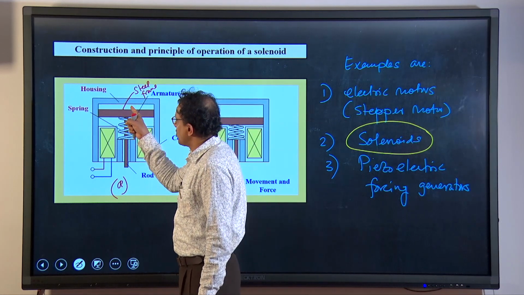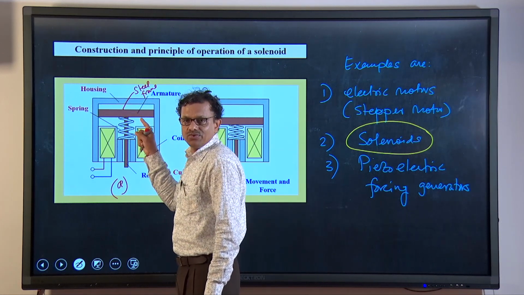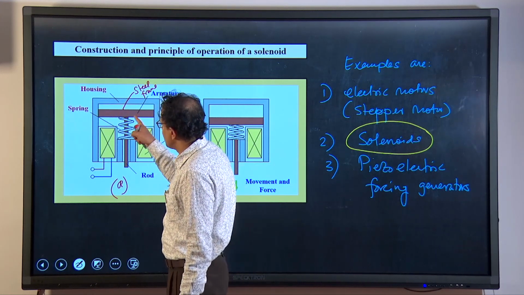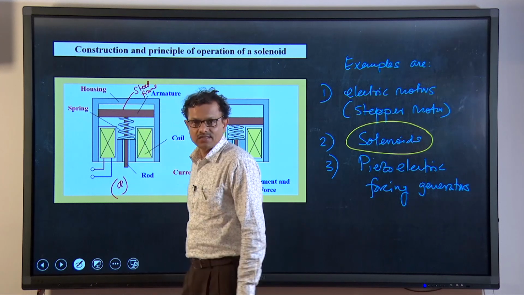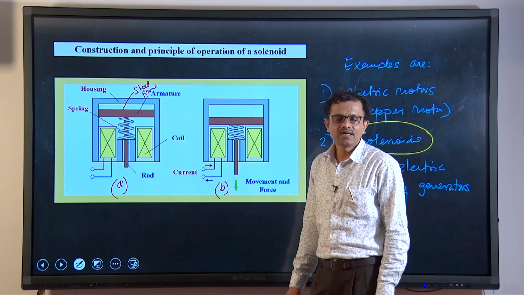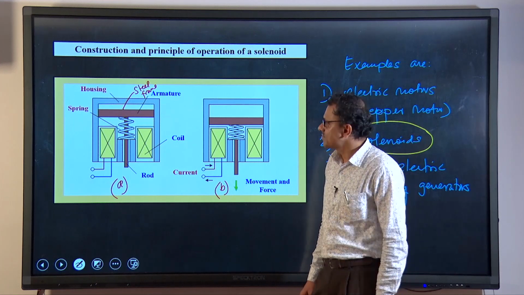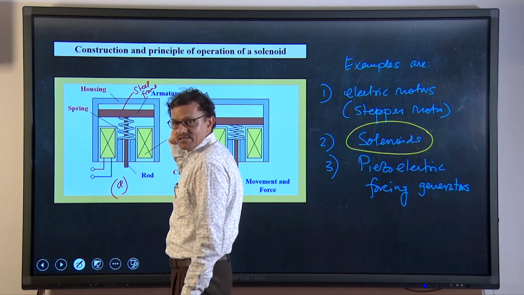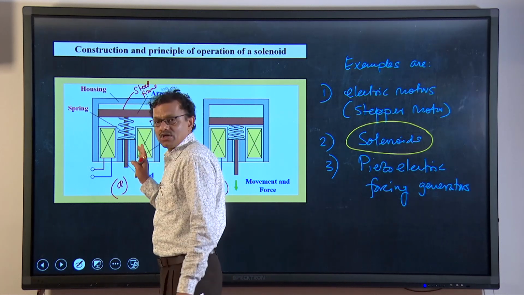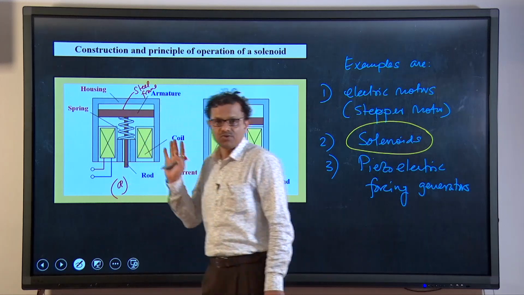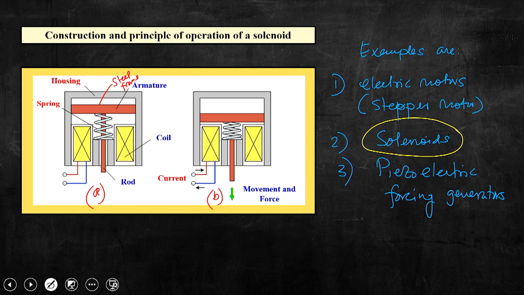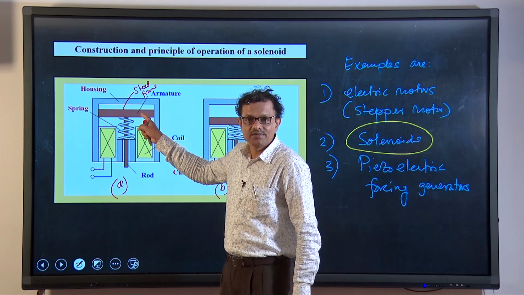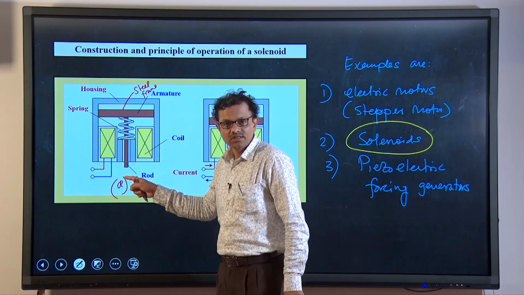The solenoid consists of a hollow steel structure which is ferromagnetic in nature, shown here with a black outline. It contains another steel element known as the armature, and a connecting rod, and the spring. So, these four essentially: a hollow steel structure which is ferromagnetic, and inside it another steel element, the armature, with a rod and spring.